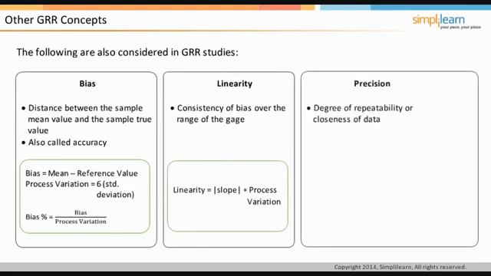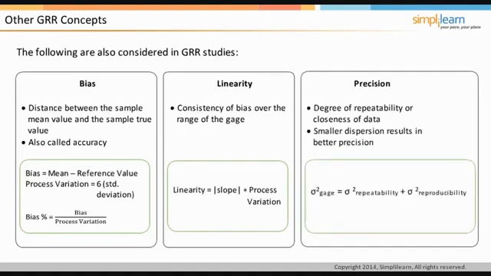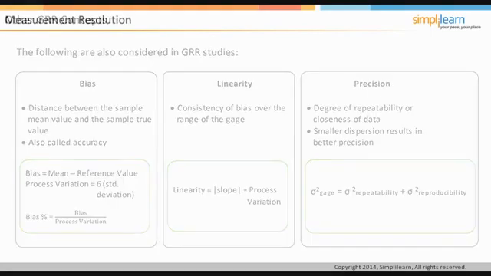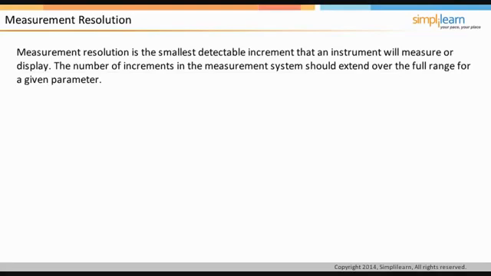Precision is the degree of repeatability or closeness of data. Smaller the dispersion in the dataset, better the precision. The variation in the gauge is the sum of variation due to repeatability and the variation due to reproducibility. In the following screen, we will understand measurement resolution. Measurement resolution is the smallest detectable increment that an instrument will measure or display.